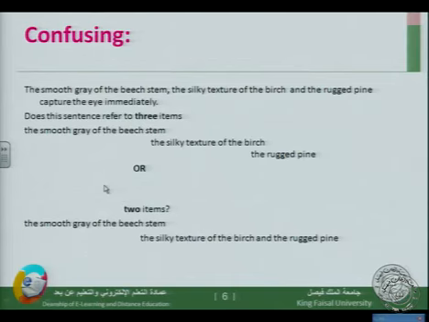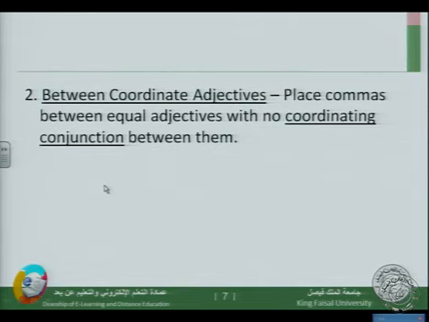The smooth gray of the beech stem, the silky texture of the birch, and the rugged pine capture the eye immediately. Does this sentence refer to three items: the smooth gray of the beech stem, the silky texture of the birch, and the rugged pine? Or two items: the smooth gray of the beech stem, and the silky texture of the birch and the rugged pine? This makes the reader confused, so we need to pay attention to this.